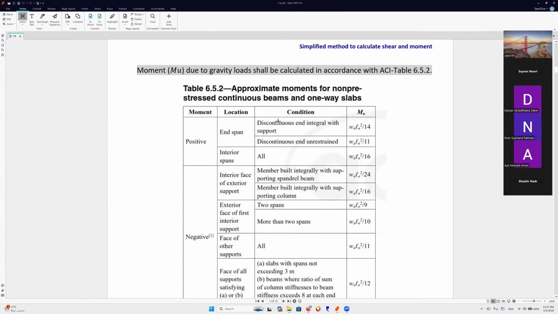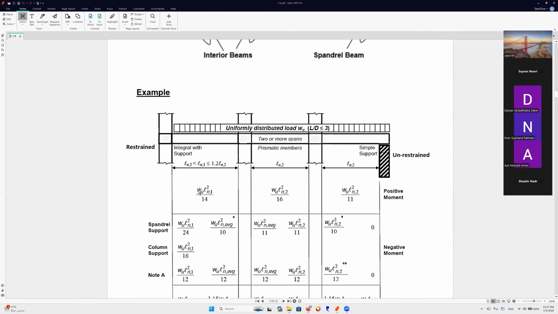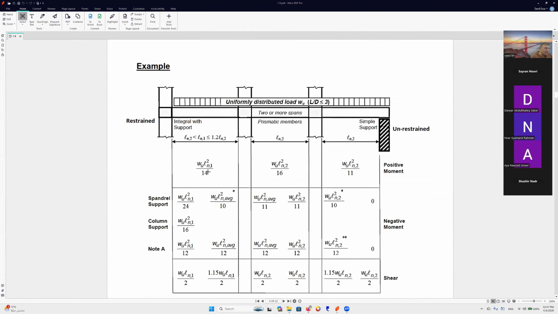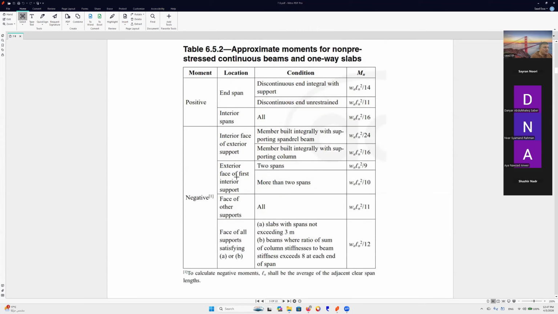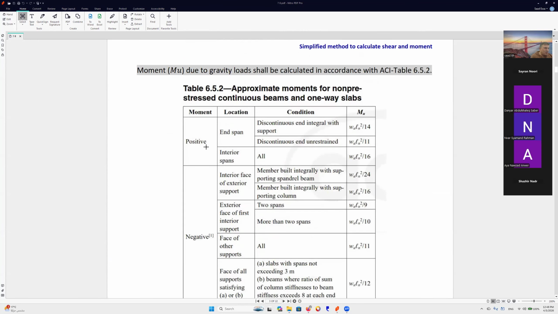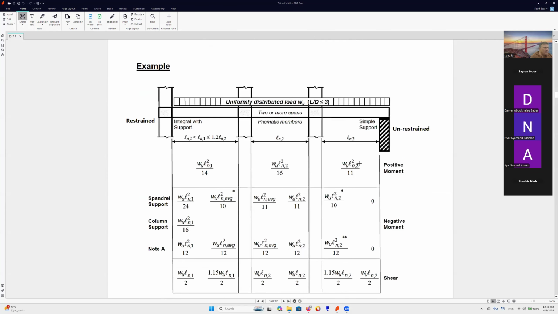This one is the positive, w L squared over 14. Is it clear? w L squared over 14, where does it come from? This is the positive moment w L squared over 14 in the end span. What about the interior one? If we have discontinuous and unrestrained, w L squared over 11. So this one, w L squared over 11, discontinuous.